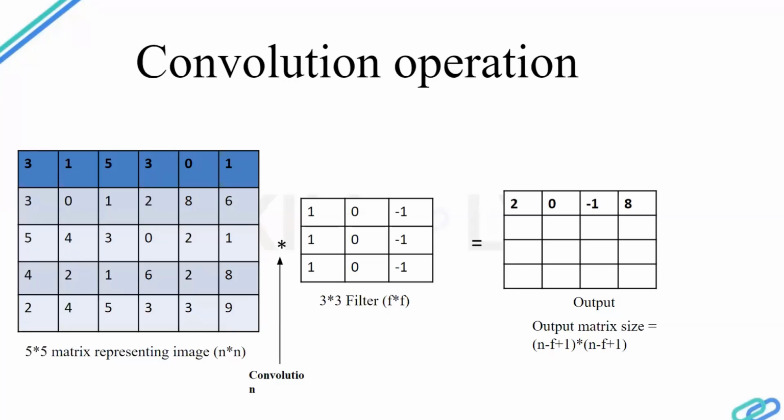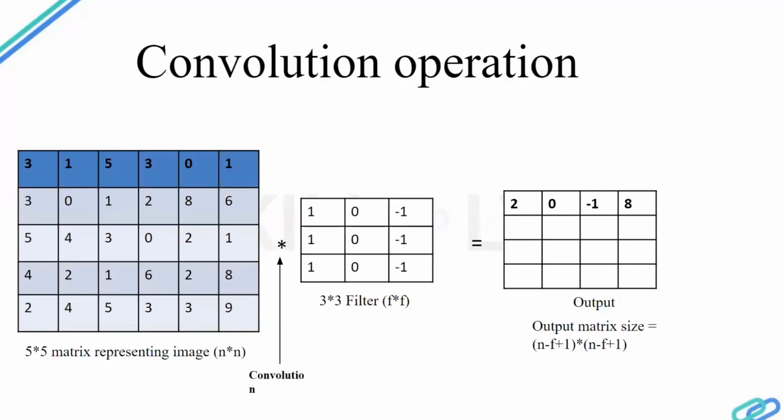So we have extracted this feature, which is available on the right side, named output, from the original image matrix available on the leftmost side using this filter, and the size of the output matrix will be n minus f plus 1 multiplied by n minus f plus 1. So you can see the size of the original image is reduced after one convolution operation.